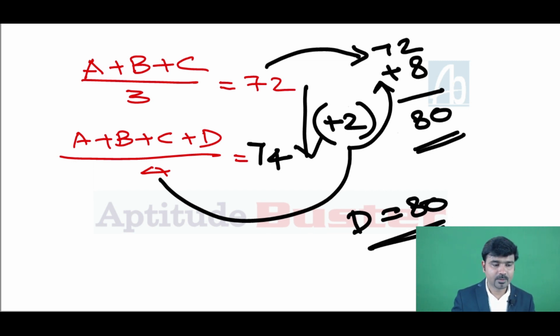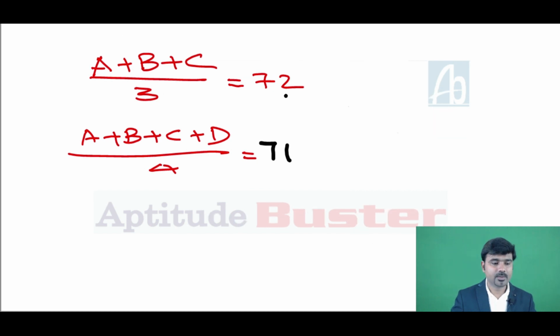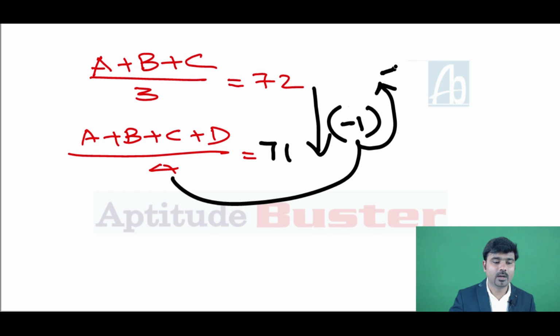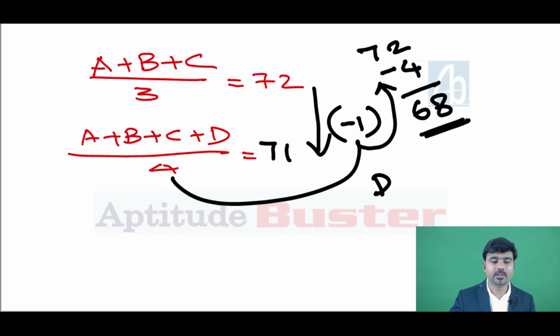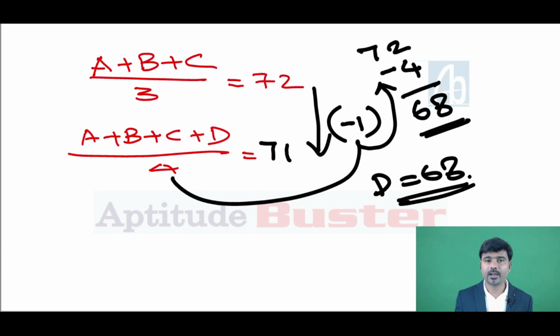Okay. The next one, the average is decreased by 1. The average is decreased by 1 means the total will be decreased by 4 into minus 1, decreased by 4. The D value should be 4 less than the previous average. What's the previous average? 72. 72 minus 4, the value is 68. The D value is 68. Have you understood? Now I'll give you an example with 5 values.